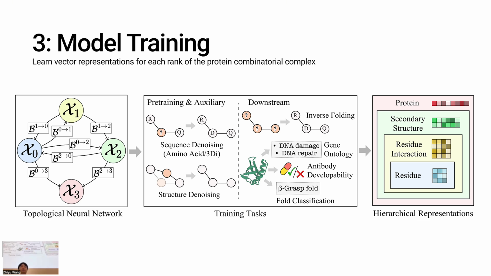And in the next and final step, we employ a topological neural network that accepts a protein combinatorial complex and lets their features interact via message passing schemes and get the vector representations. The models can be trained via pre-training tasks such as sequence denoising and structure denoising, although it's not necessary. The more important part is training the model for downstream tasks such as inverse folding, antibody developability, classifying fold type, and more. With proper training, we can apply our topological deep learning model to unseen proteins and calculate their vector representations at each level of the protein hierarchy and infer their properties.